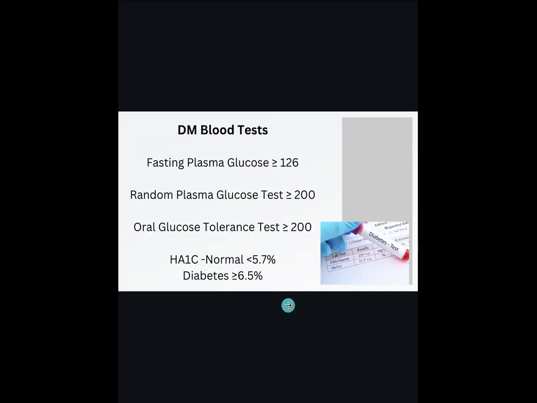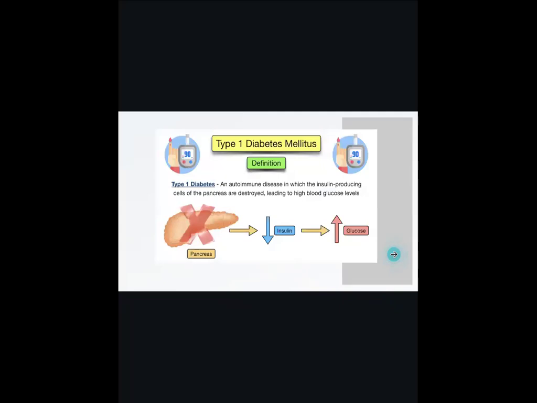And then an HbA1c measures the amount of glucose on your blood cells over the last 3 months. And remember, the reason for this is because your red blood cells live for about 3 months, 120 days. So normal is going to be less than 5.7, and if you have diabetes, it'll be greater than or equal to 6.5% for HbA1c.